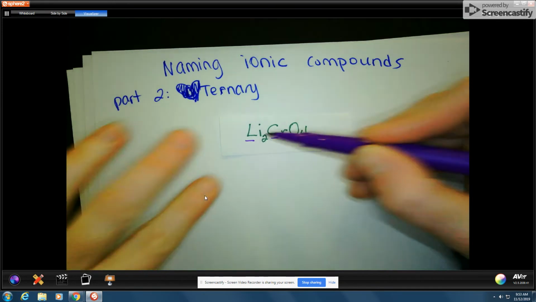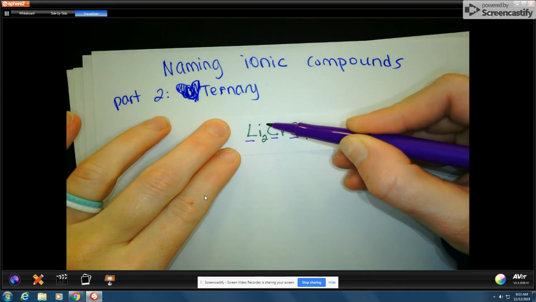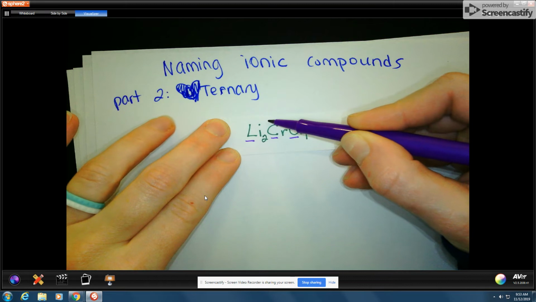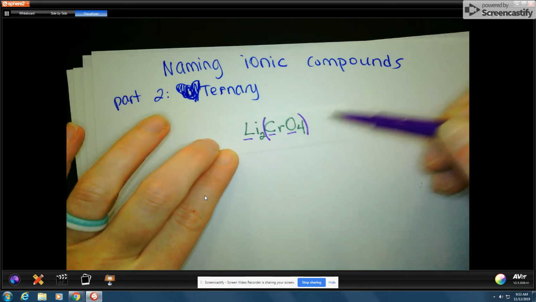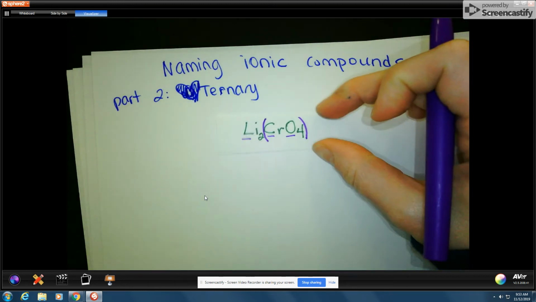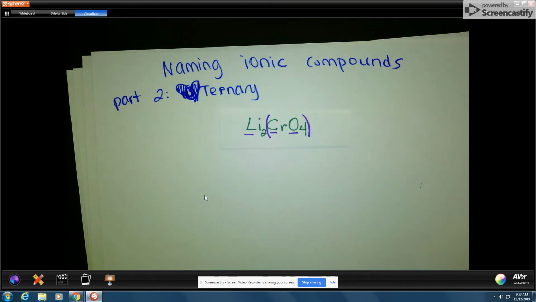For this one, lithium is not my polyatomic. My polyatomic is right here. I'm going to put parentheses around it just for the sake of the video, but you don't really put parentheses around it if you only have one of them. But just to kind of show you where that is, I put parentheses.